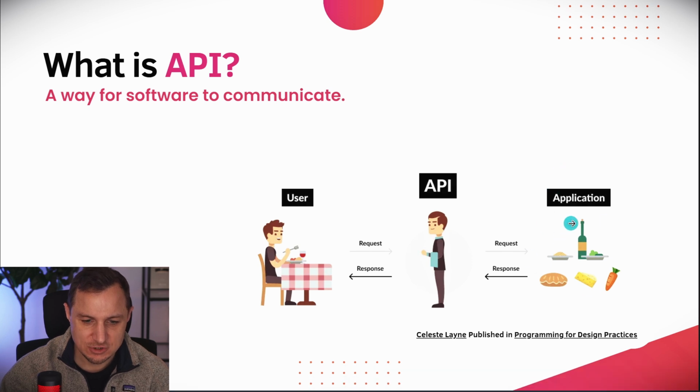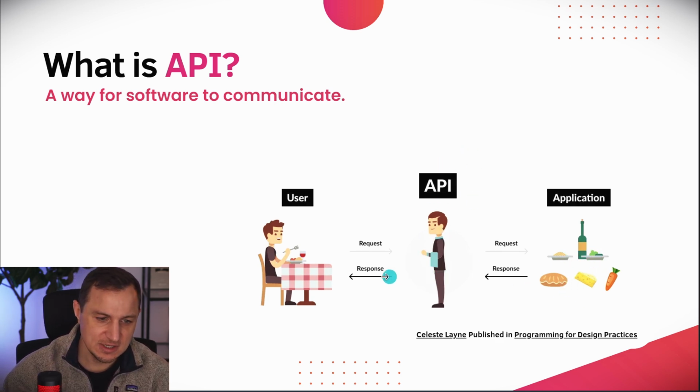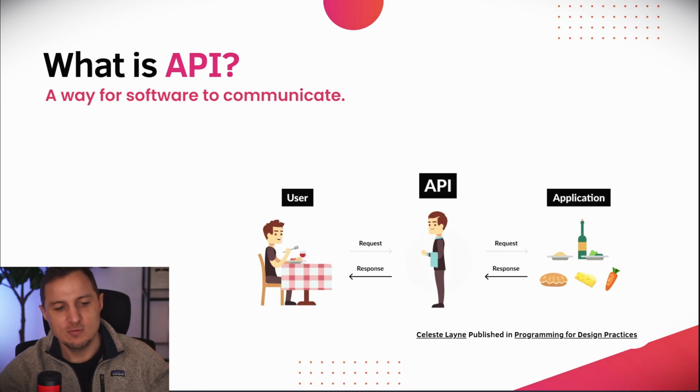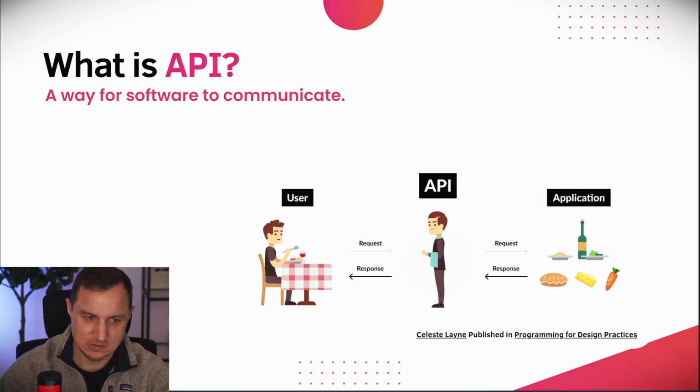And then once the kitchen is ready, it sends the response to the API, which can be the pizza, the pasta, the wine, and so forth. And the API, or the server, then sends that response over to the user, giving the user all of the relevant things, such as wine, pasta, pizza, and so forth.